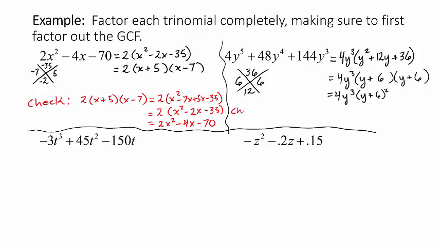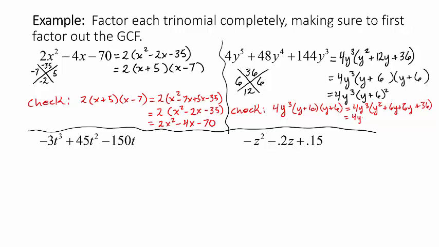Okay, checking it. Start with what we ended with, and I'm using the 4y cubed times y plus 6 times y plus 6 because I want to do that foiling first. Leave the 4y cubed alone. So y times y is y squared. In the middle, I'm going to have plus 6y twice, right? And then 6 times 6 is 36.